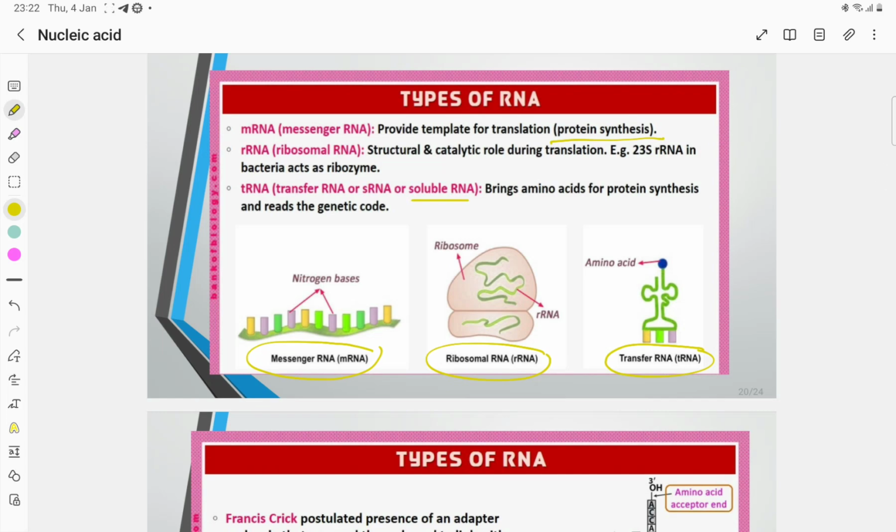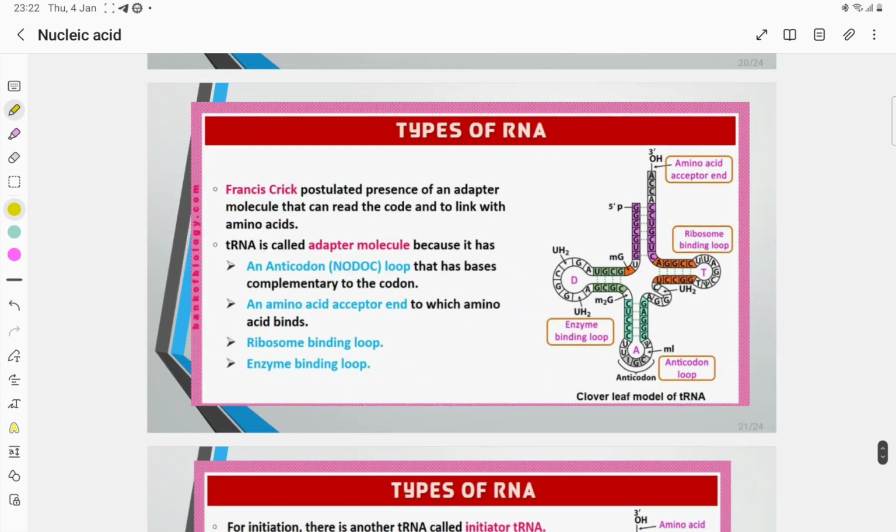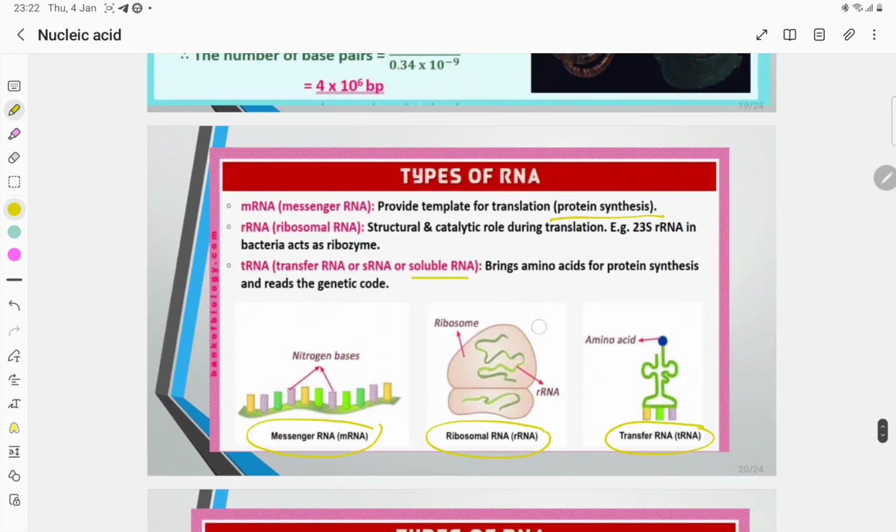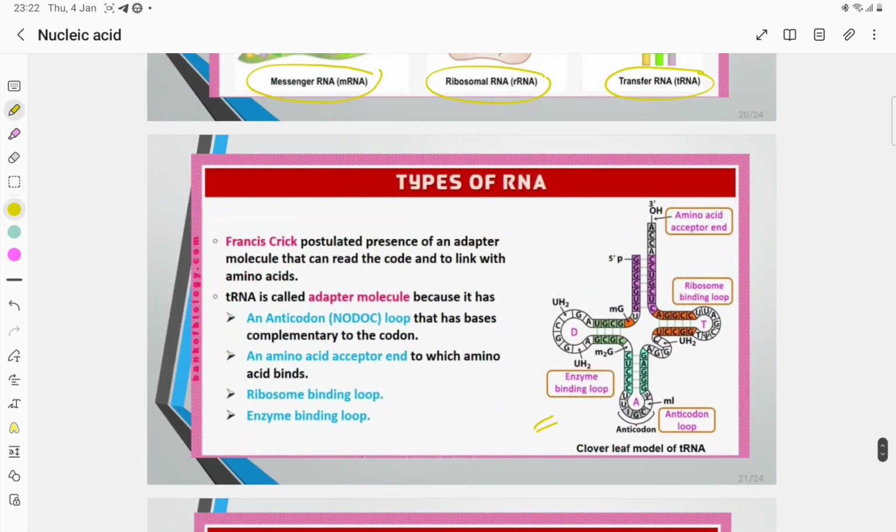Okay, look at the picture. This is the structure of the tRNA, transfer RNA, and the transfer RNA is responsible for transporting the amino acid to the site of protein synthesis, that means to the site of ribosomes. Okay, so Francis Crick, the same scientist who got the Nobel Prize for the DNA structure, was the first person who postulated the presence of the adapter molecule that can read the code and link with the amino acids. So tRNA is called an adapter molecule because it has an anticodon.